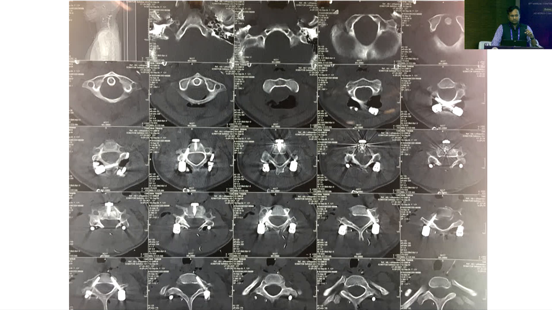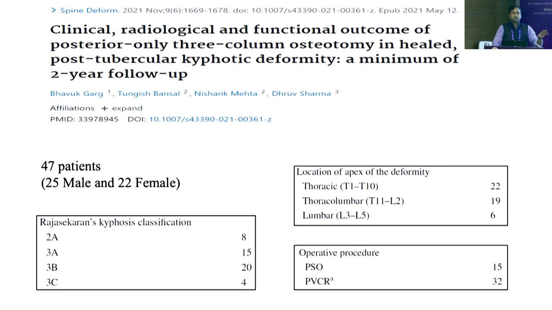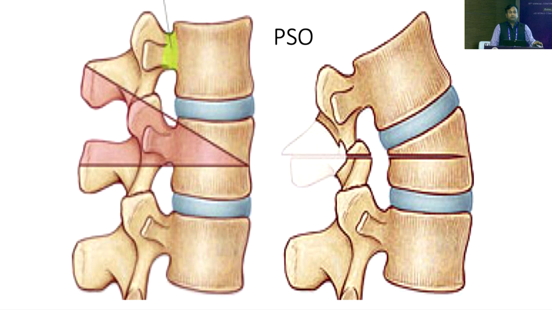These are some of the cases. This is our follow-up, with the paper which we have published for the post-tubercular deformity patients. We have done 47 3-column osteotomies. There is no role of PSOs or SPOs in isolation in spinal deformity correction. You have to go for 3-column osteotomies. For thoracic PSOs, there are very technical points I'm not going to detail.